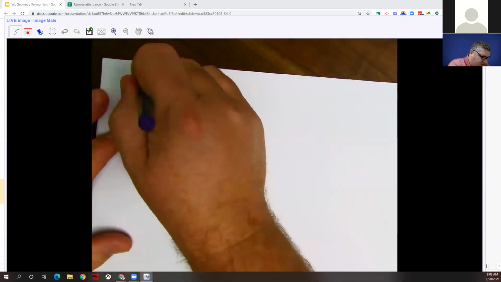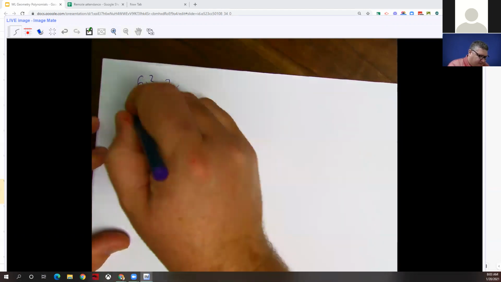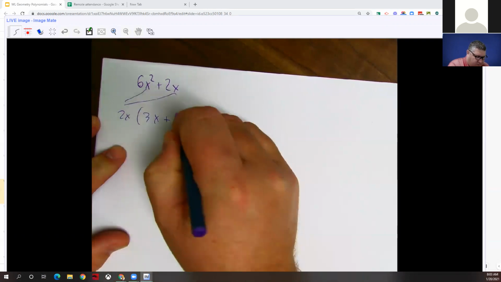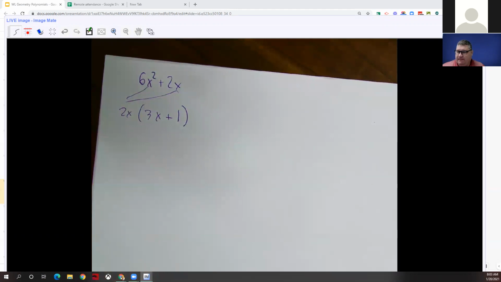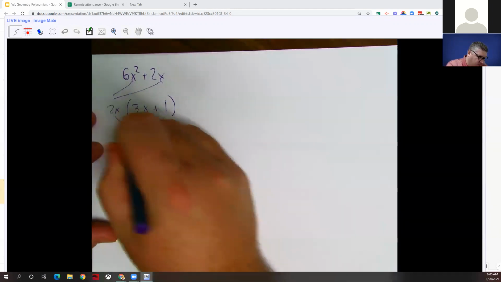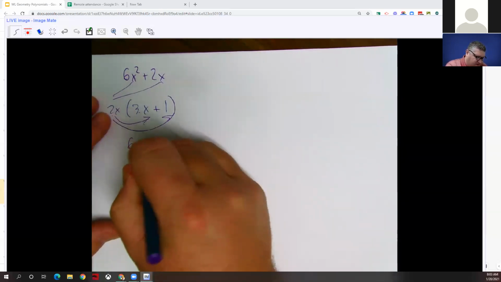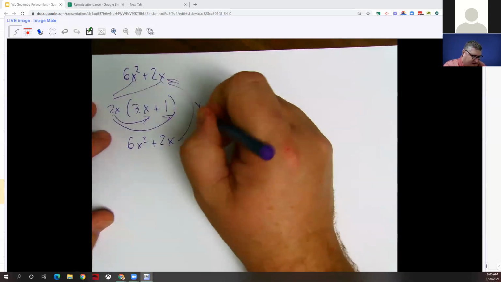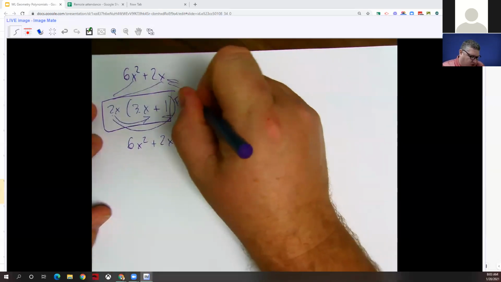So we know that if we have something like 6x squared plus 2x, that can be broken up by taking out a 2x, leaving 3x plus 1. Does everybody agree with that? Yes or no? Okay. Now, to check that, we plug it back in. We multiply it back through. So I got our 6x squared plus 2x. Okay, so those two match. Yes, this was the correctly factored problem.